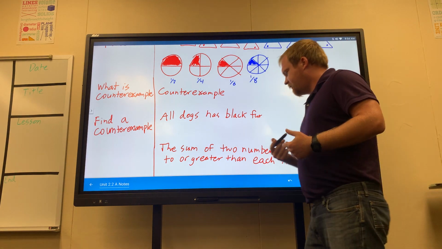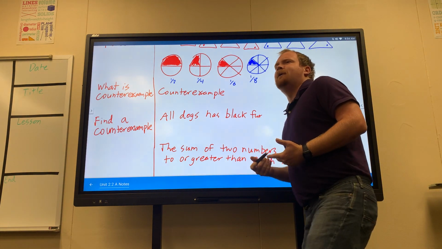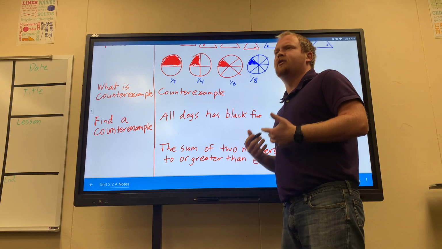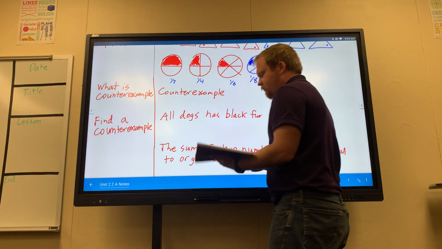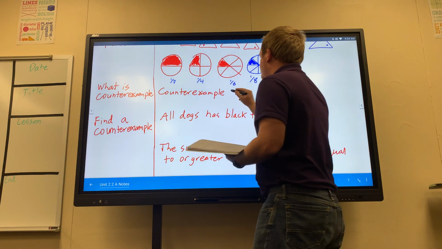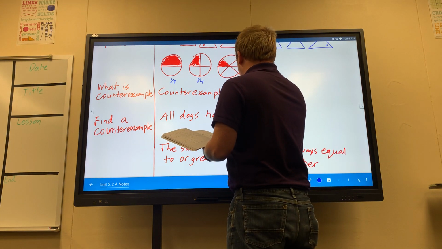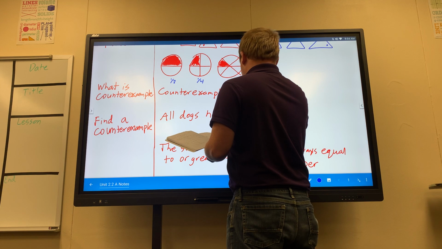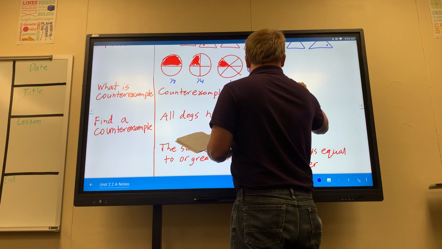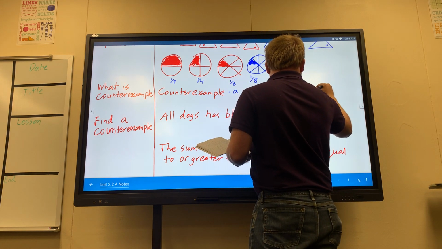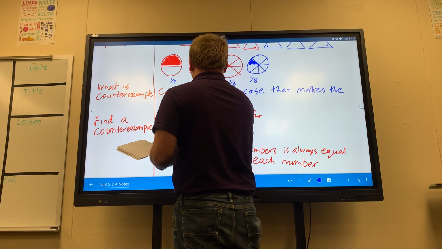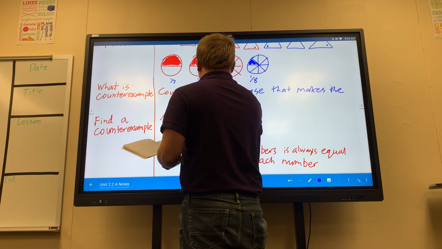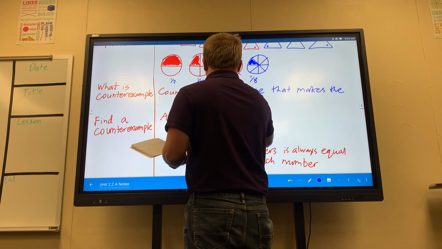Now, there's another part about patterns that can be broken. There are some statements that can be broken, and that's called counterexamples. Counterexamples are a case that makes the statement false.